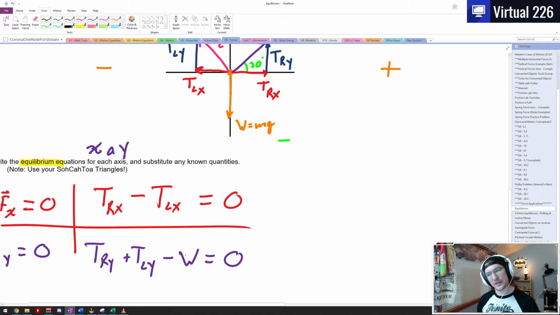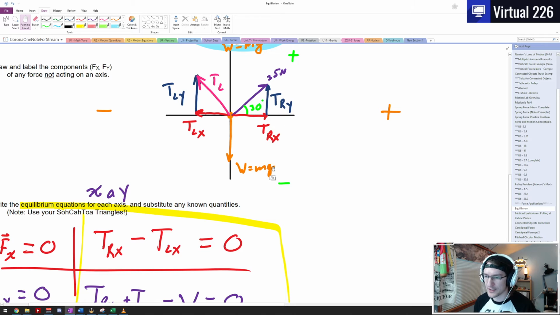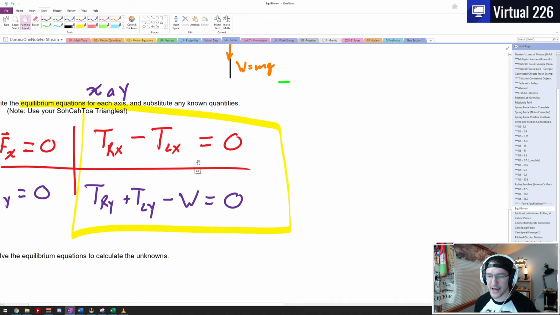And now it's just a matter of saying, do we know any of these values? Is there anything that we can do here in order to solve for some things? This is where your math skills start playing into effect. This was all the physics. If you can draw this little picture and then say, look, I'm just adding things in the x and y directions, that is the physics. There's nothing too crazy.